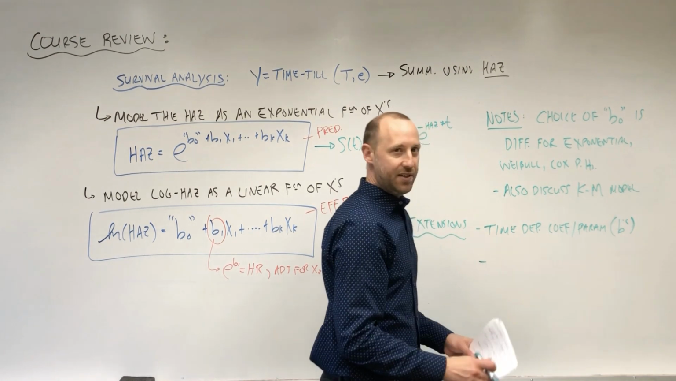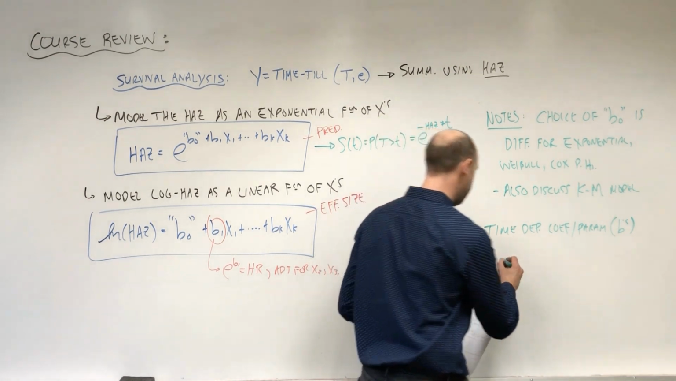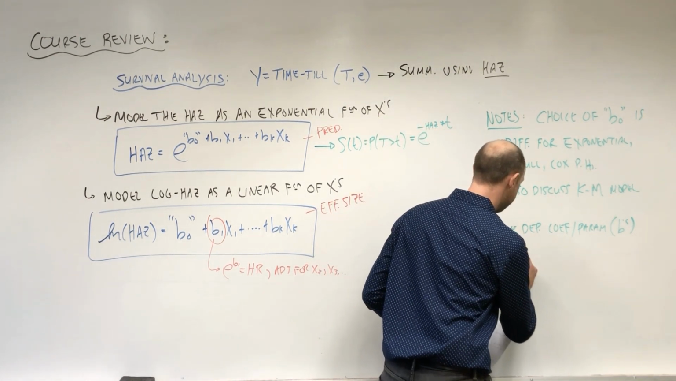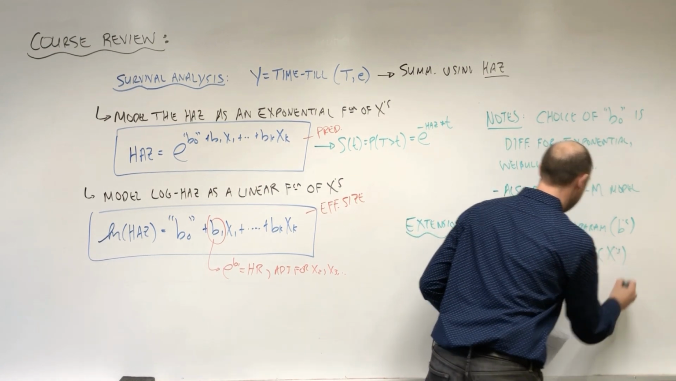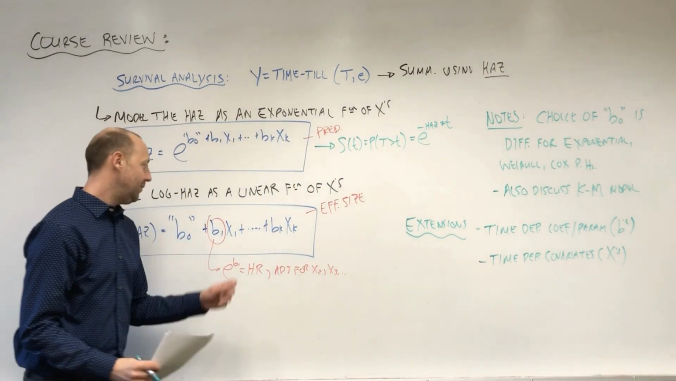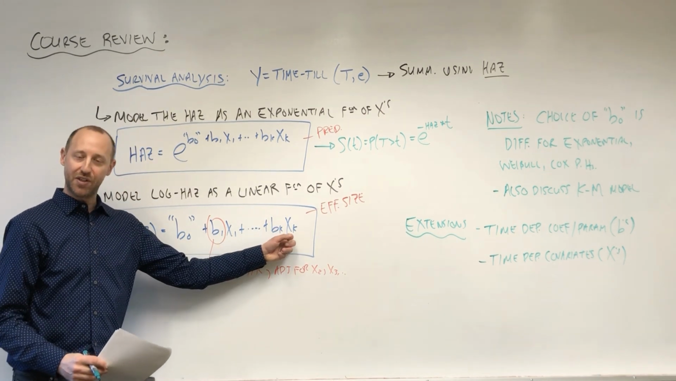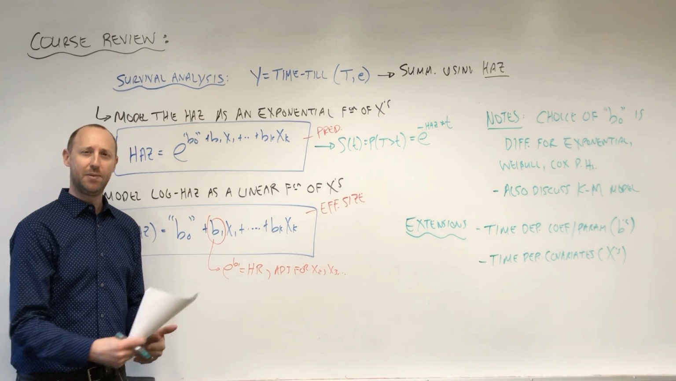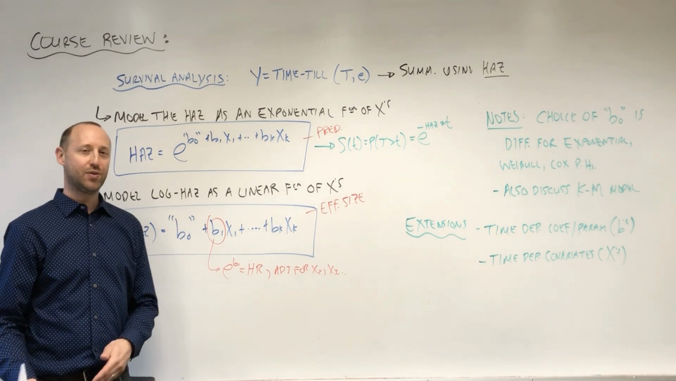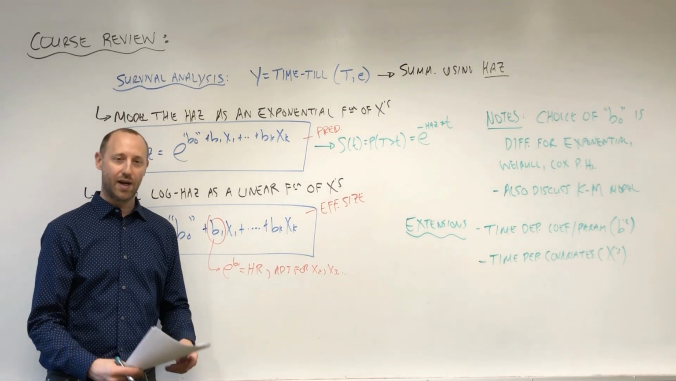And then the other extension that we mentioned, mainly just in name, is time-dependent covariates, or the X variables. So allowing X variables to change over time, allowing the dosage of a drug that someone's getting to be different over time, or allowing people to switch from one treatment to the other over time.